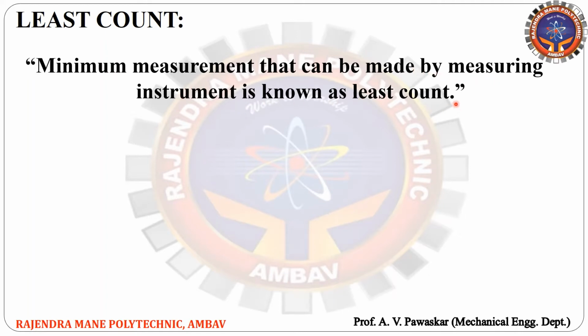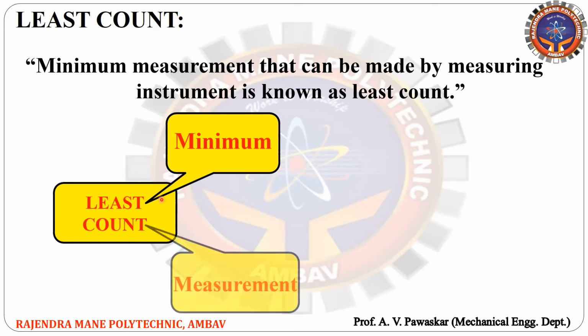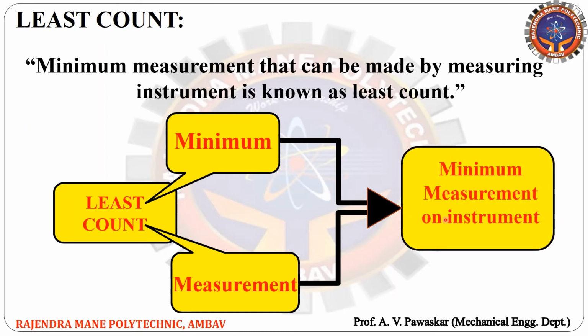So let's see in detail. The name itself indicates its definition. Always remember, the name itself indicates its definition. So there are two words in this term, that is least and count. Least means minimum, and count means measurement. So the minimum measurement taken by that instrument is called least count.